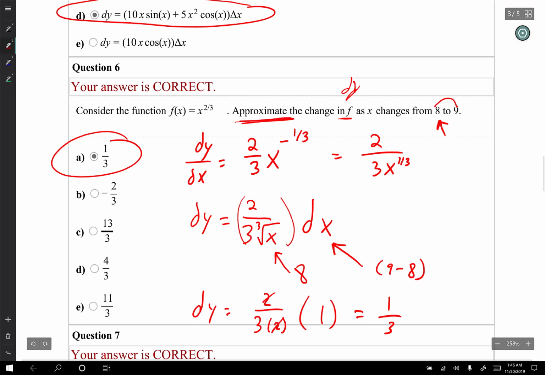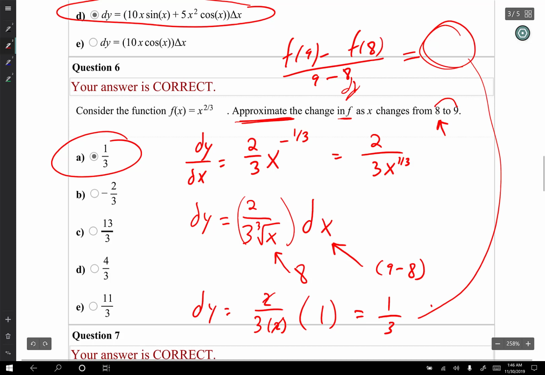So some of you are maybe thinking, Chavez, why couldn't I have done f of 9 minus f of 8 over 9 minus 8? And you're going to see, you could have, but that would not have been approximate, guys. This would have been exact. And this value here would have actually been something really, really close to 1/3. So I don't know if you want to try it. Go ahead and try it.